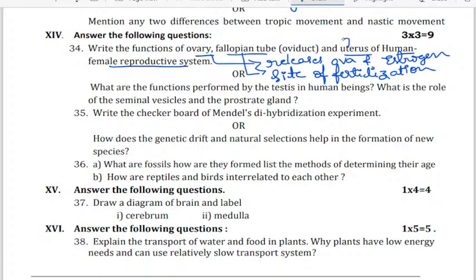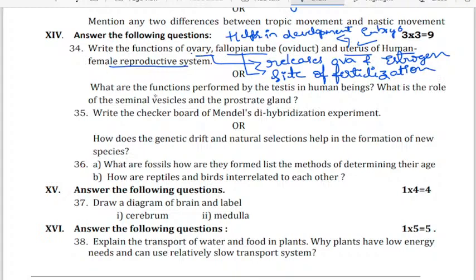What is the function of uterus? Uterus helps in development of embryo. The embryo will come and attach in the uterus. Later, this uterus will help in development of the embryo. These are some of the functions of the parts of the female reproductive system which they have given here.